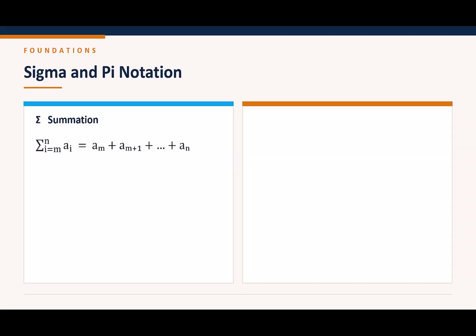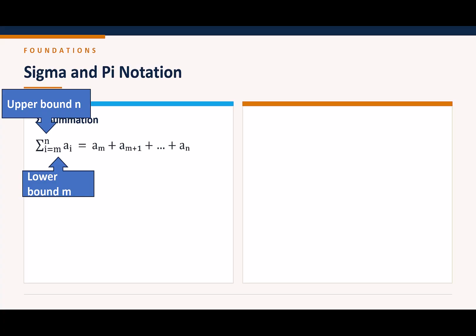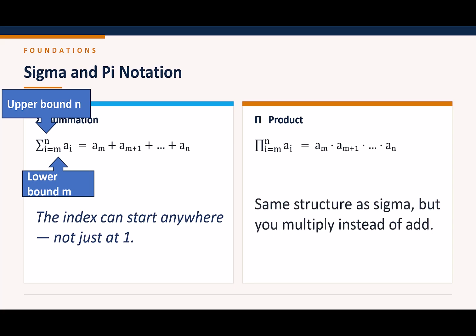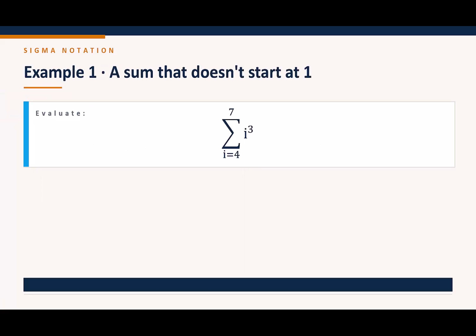We use sigma to stand for summation. In that summation, you will have a lower bound and an upper bound that tells you where to start and stop the summation. It's important to note that the index can start anywhere, not just at 1. To do a product, we use pi notation. And this is really the same structure as sigma, but now we're going to multiply instead of add. Let's take a closer look at how that works with some examples.